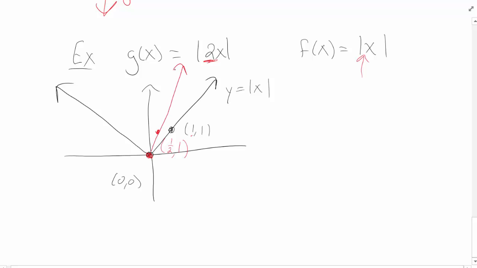And you can see again that originally I had this distance from there to the y-axis this time, and multiplying by 2 on the inside caused this distance to now be half of what it was. So do the same thought over here, and it looks like this. So here's my g of x is equal to the absolute value of 2x.